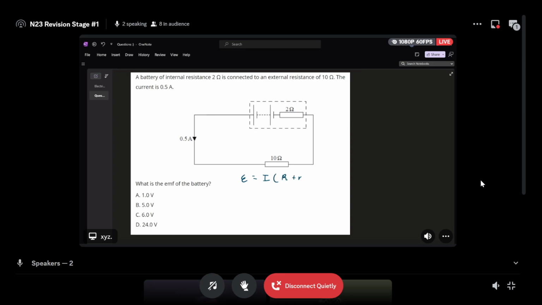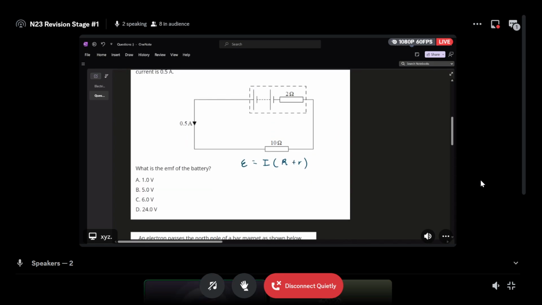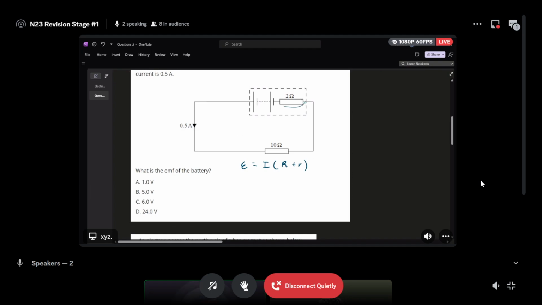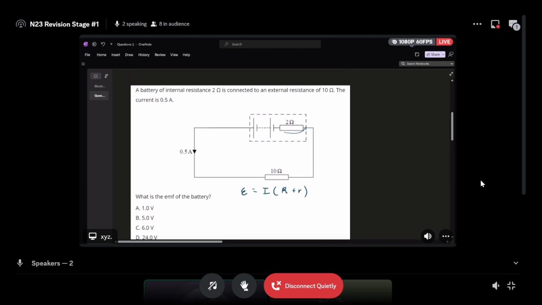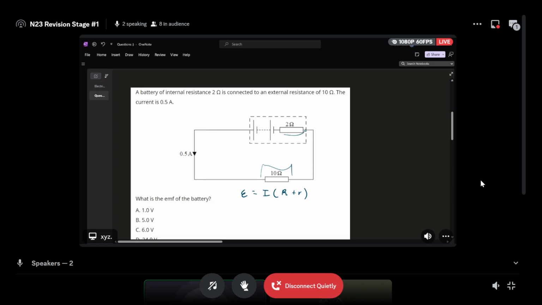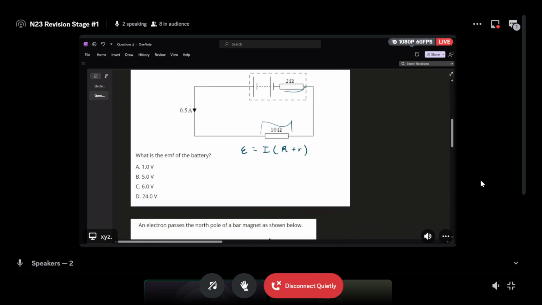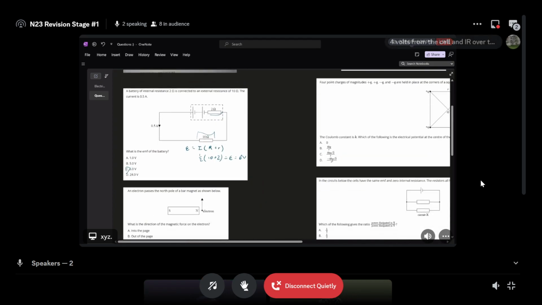And this is what it is. You're told little r, and you're told big R. So it's just a question of subbing in, and you get plus 2, and you get E equals 6. Very nice stuff. So C is our answer.